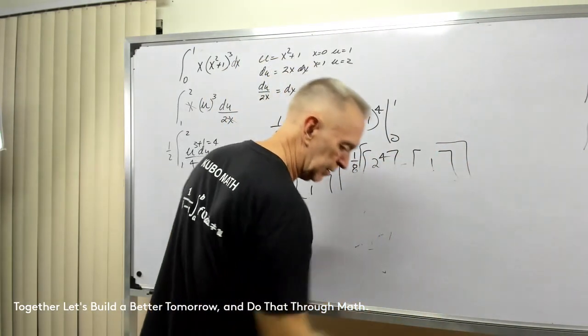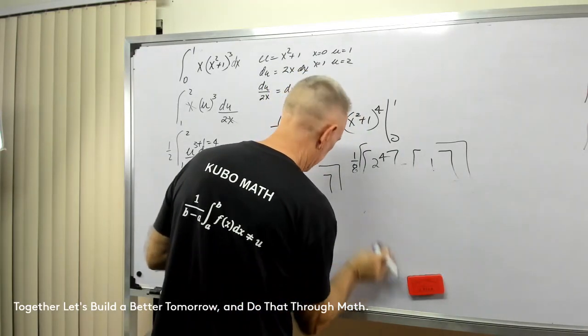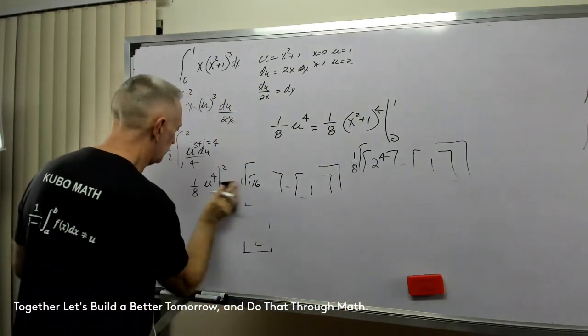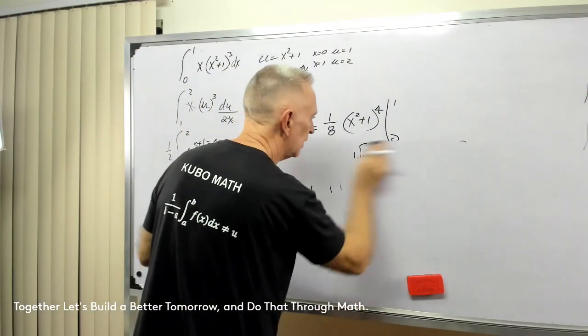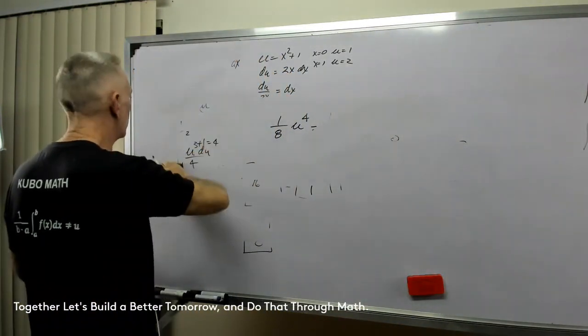15 over 8, 1 down. Pick a different eraser here. Hopefully everyone's been studying. Best way to get better is work problems.